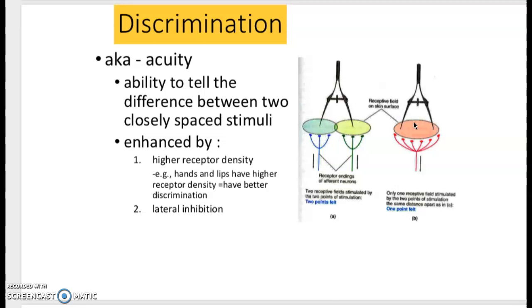On the right-hand side, the one in pink, these two pokes both end up going to the same neuron, and they both go to the brain, and you only perceive one poke. So this is called discrimination, the ability to tell the difference between two stimuli. So there is higher discrimination here on the left. Discrimination is enhanced by higher receptor density. So regions of the body that have more receptors in a smaller space, like your lips, have better discrimination. And then lateral inhibition also enhances discrimination, and I'll go through what that is in a second.